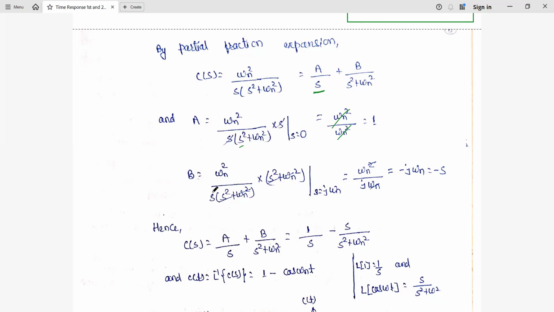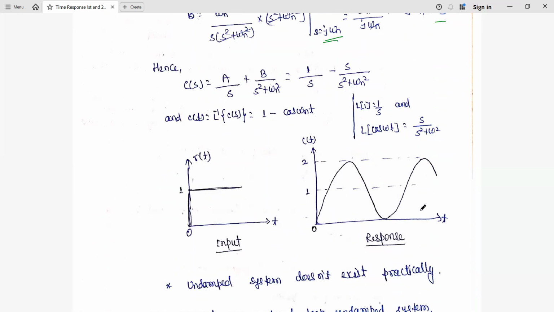Similarly, to obtain B, C of s is multiplied by the denominator of B, and here we substitute s equal to j omega n. If you equate s square to 0, we get minus omega n square, which can be written as j square omega n square. So s is the square root of this, and that is why we obtain j omega n. Substituting this value, we get minus j omega n, that is the minus s value here.